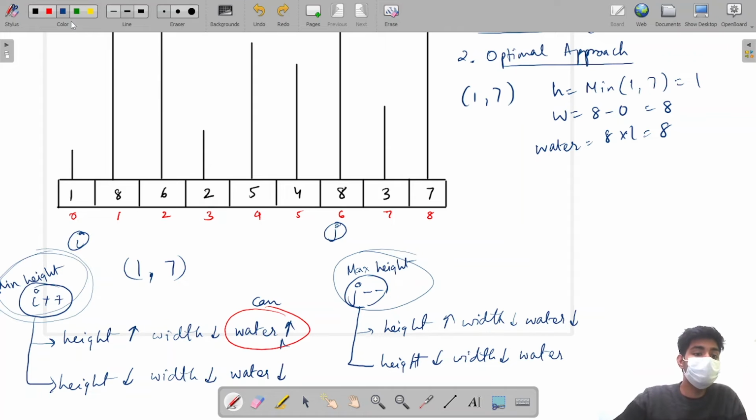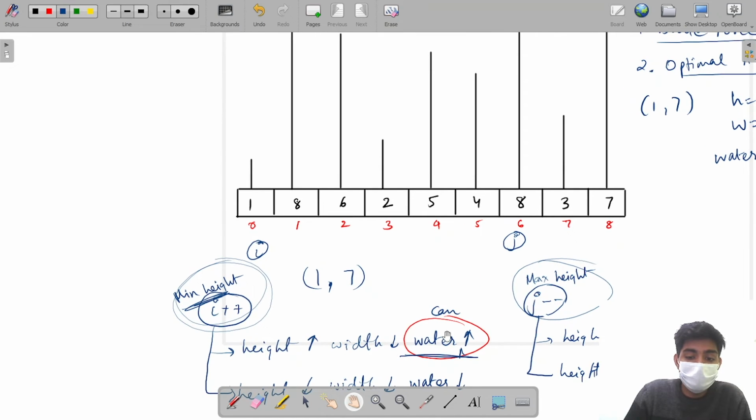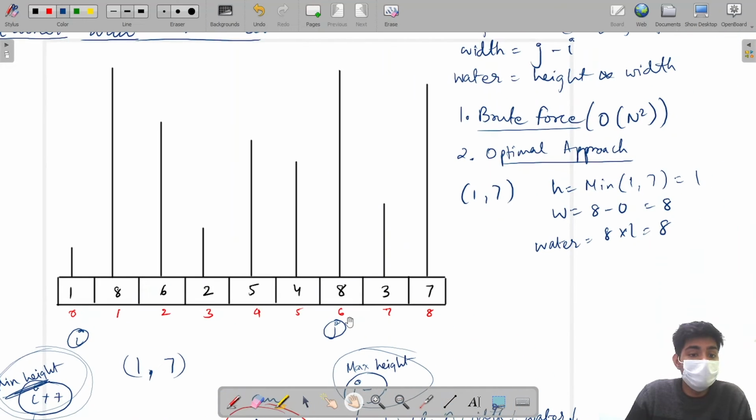So I only need to increase my I or decrease my j when my height is minimum, because that is the only chance when my water can increase. So I will either increase my I or decrease my j only when my water can increase, and only when my I and j are minimum. Okay. So I hope you understand this approach.